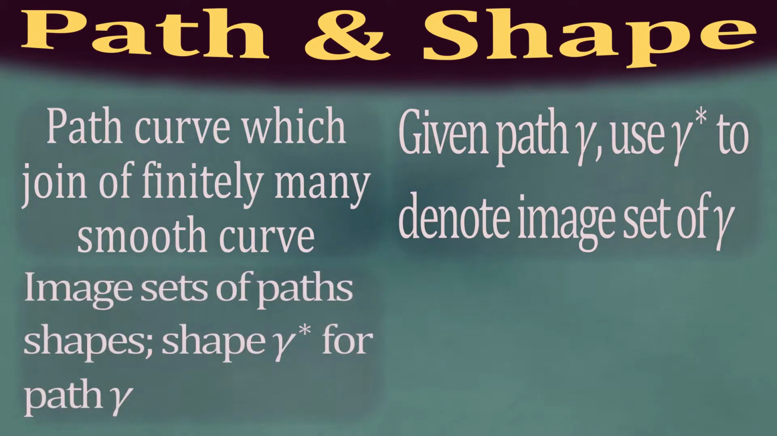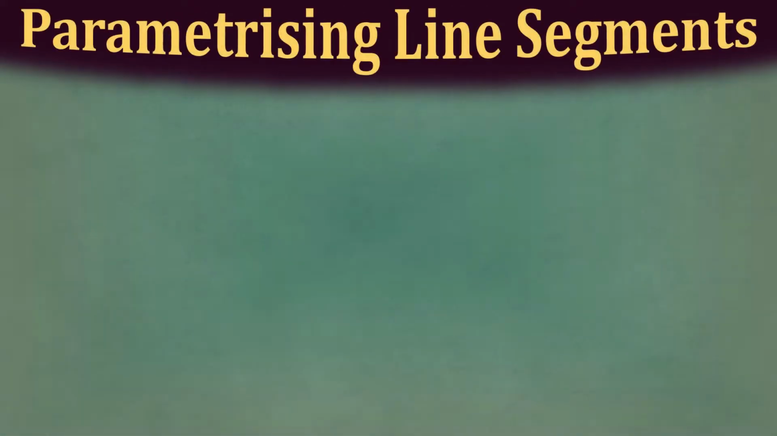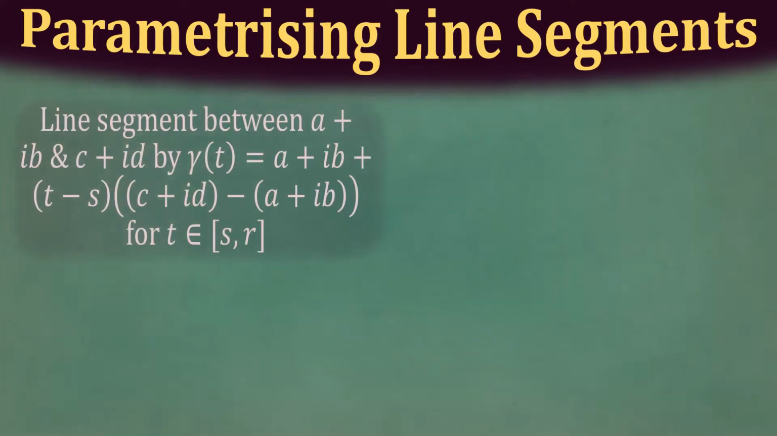We will call the image set of paths shapes. In other words, a shape is a gamma star for some path gamma. Now, let's move on to parameterizing line segments. A line segment between a plus ib and c plus id is parameterized by gamma t equals a plus ib plus (t minus s) times (c plus id minus (a plus ib)) for t in [s, r].